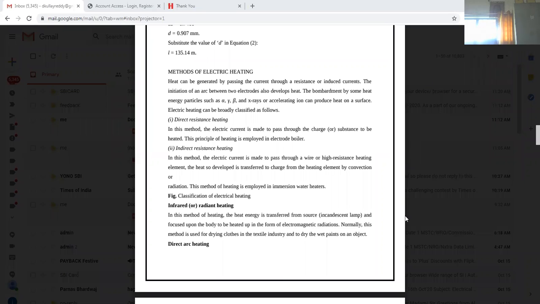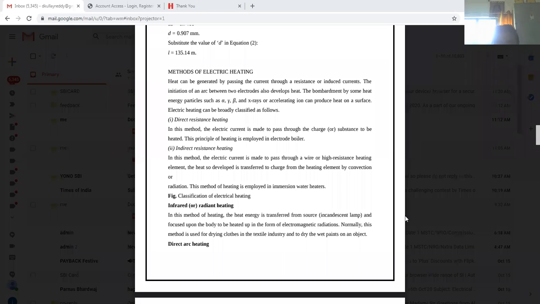It is used for poultry farms also. At night, in some winter areas, the lights are switched on most of the time and they produce heat. Then in the winter season, it maintains a certain temperature, so the poultry farm stays in good condition as the temperature increases. This is also the infrared radiant heating process.